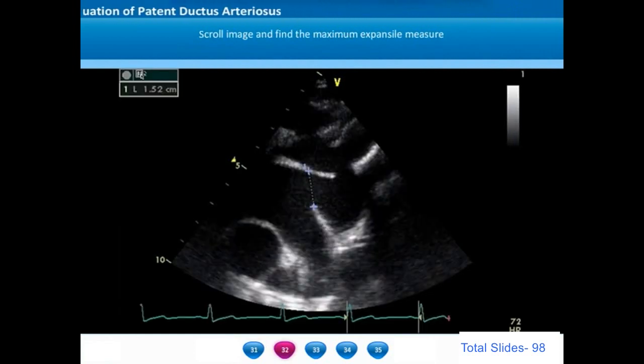Ductus is an expansile structure, and so we need to scroll the image throughout the cardiac cycle and try to find out the maximum expansile diameter of the ductus. The maximal ductal diameter will be seen in end systole. You can see that in this picture we have scrolled the ductus and identified the maximum size of the ductus in the end systolic frame.